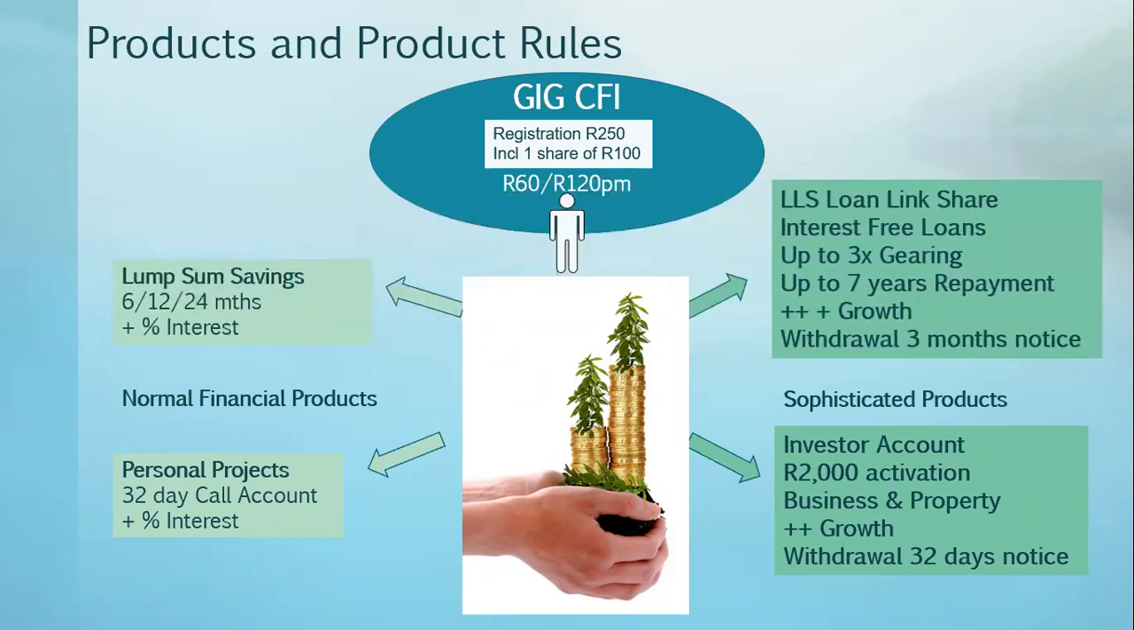Then we'll come back to this in more detail, but it's our flagship product, Loan Link Share, or the abbreviation LLS. And this is where you can get interest-free loans. And you can gear on this product in 2 ways, up to 3 times gearing. So whatever you've invested, you can borrow up to 3 times.